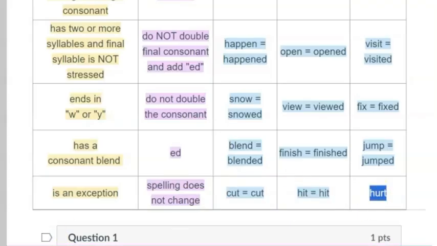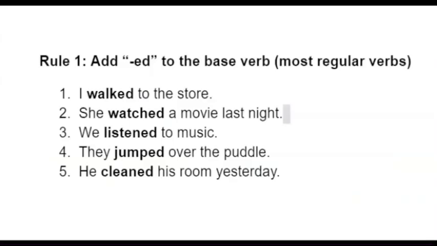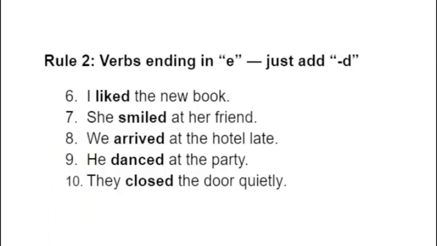So now let's look at some examples based on some of the common spellings for the past tense. So rule number one, just simply add ed to the base verb. So walk turns to walked, watch turns to watched, listen turns to listened, jump turns to jumped, and clean turns to cleaned. Here we just add ed to the base verb. Rule number two, verbs that end in an e, just simply add a d.